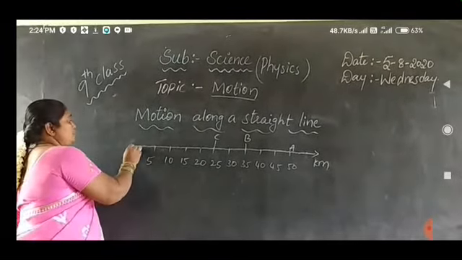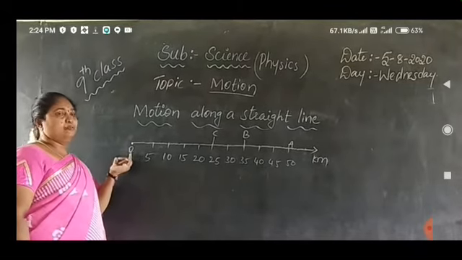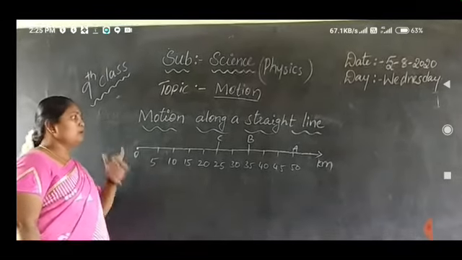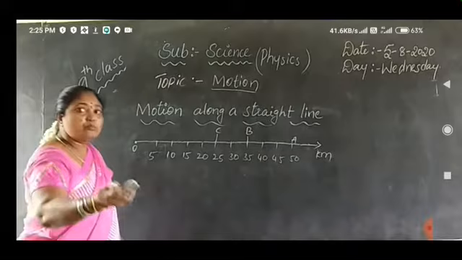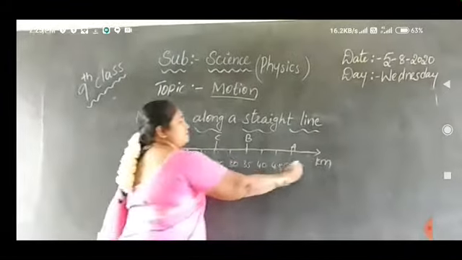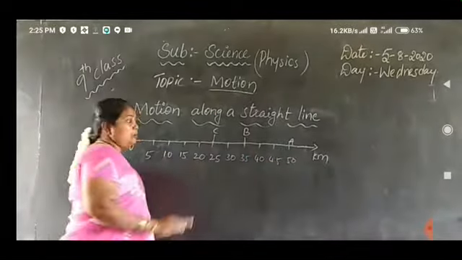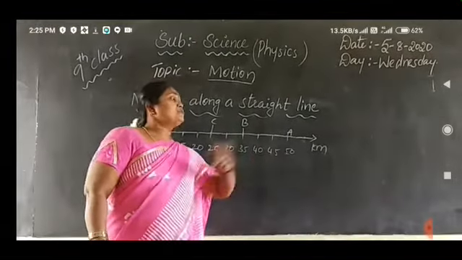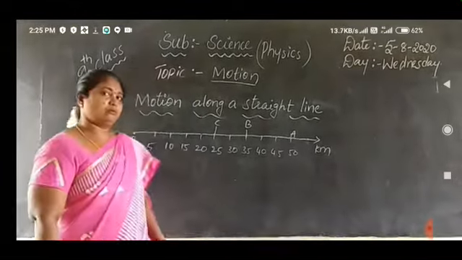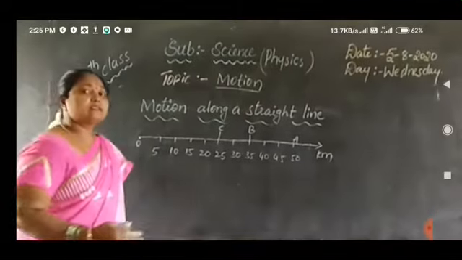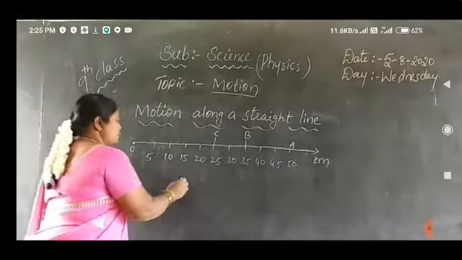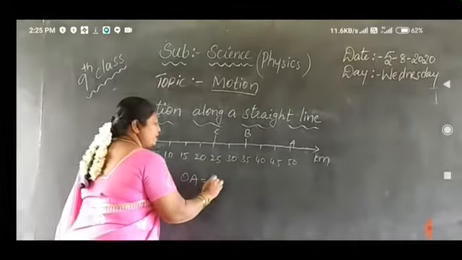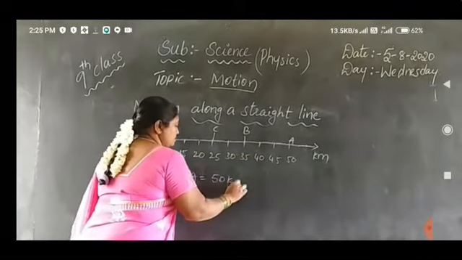From the origin, that is the starting point, origin point O, an object is moving towards A. So how many kilometers? Here I have denoted it with the letter A. It has moved 50 kilometers. Now, what is the distance it has moved? That is OA equals 50 kilometers.